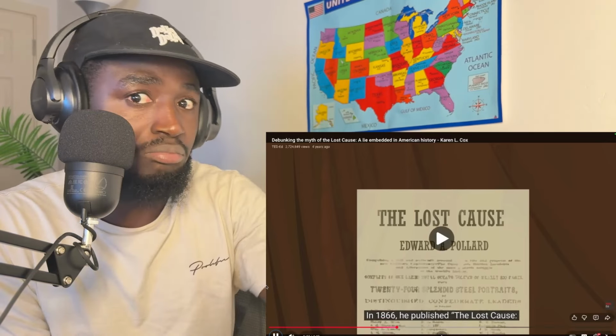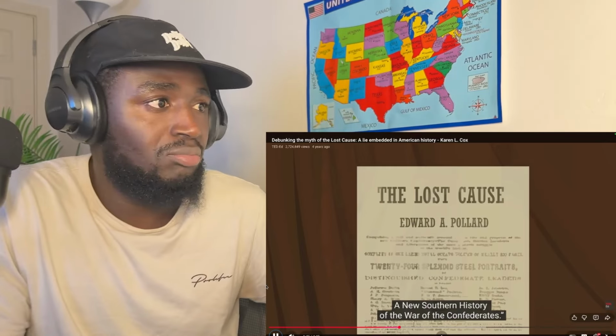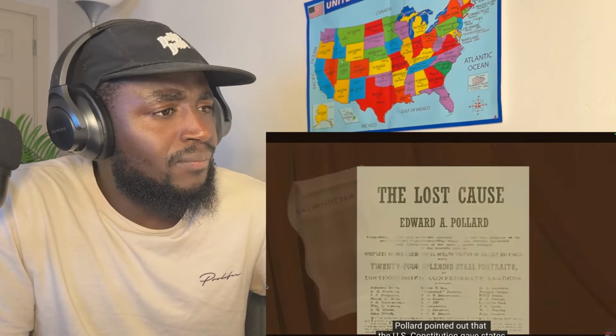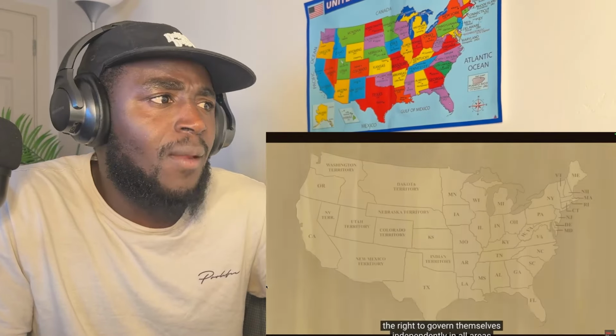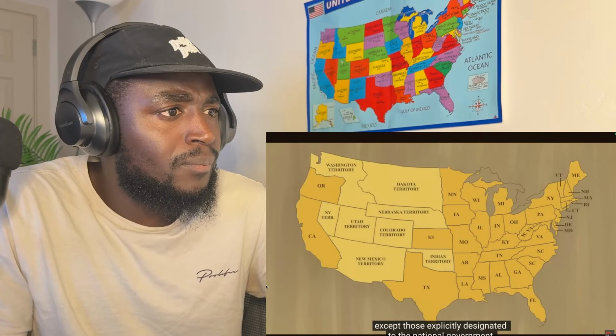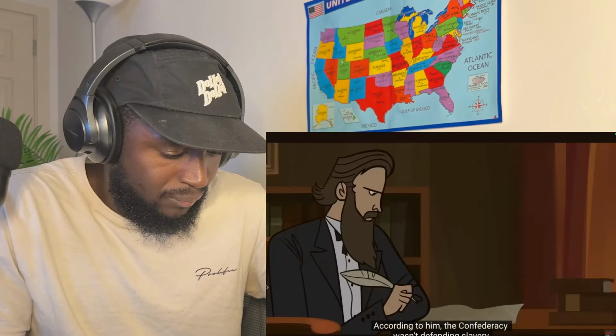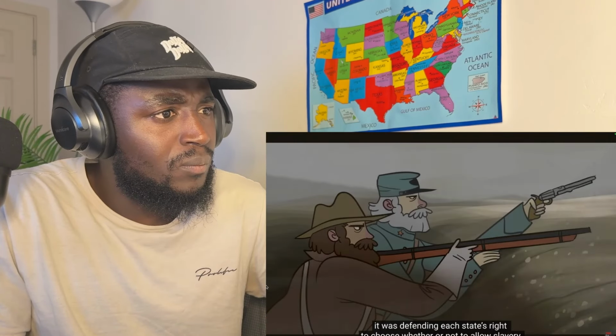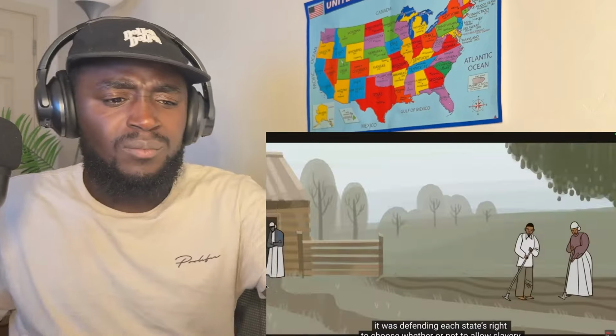He published The Lost Cause, a new Southern history of the War of the Confederates. Pollard pointed out that the U.S. Constitution gave states the right to govern themselves independently in all areas except those explicitly designated to the national government. According to him, the Confederacy wasn't defending slavery. It was defending each state's right to choose whether or not to allow slavery.